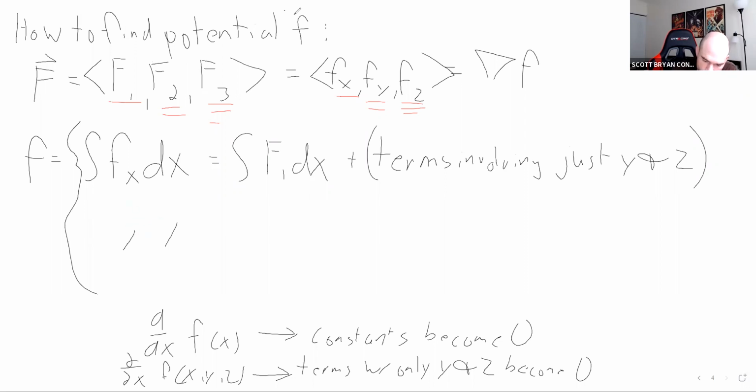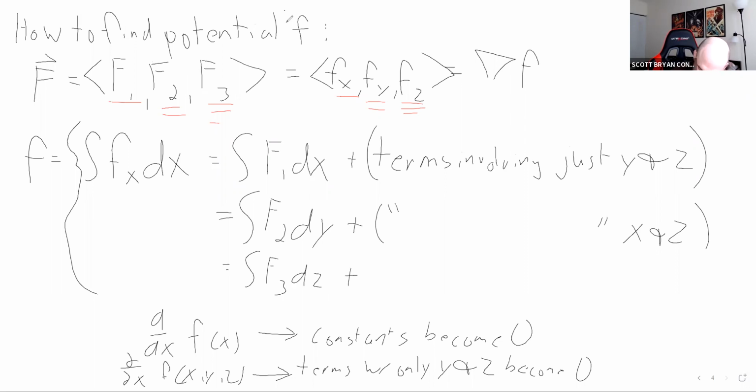The second component we said is the partial with respect to y, so we integrate that with respect to y. When we do that, we're not going to find terms involving just x and z, because if it involves just x and z, it gets killed off when we take the derivative with respect to y. So integrating back is not going to find those. And then we take the integral of the third guy with respect to z. And similarly, that will not include anything involving just x and y.